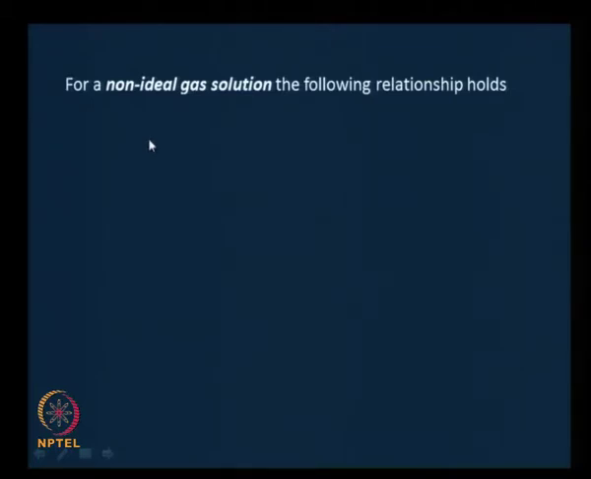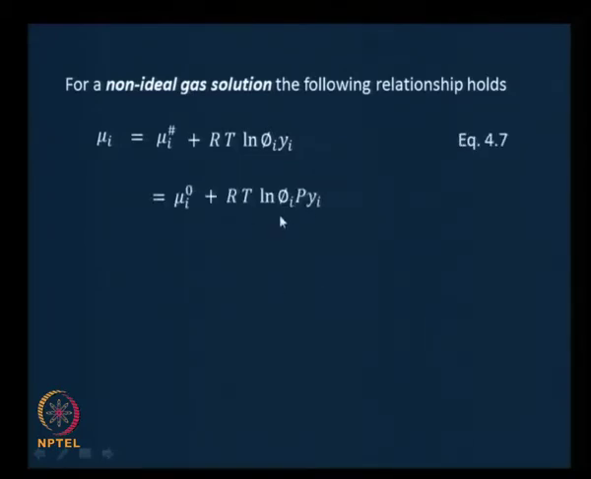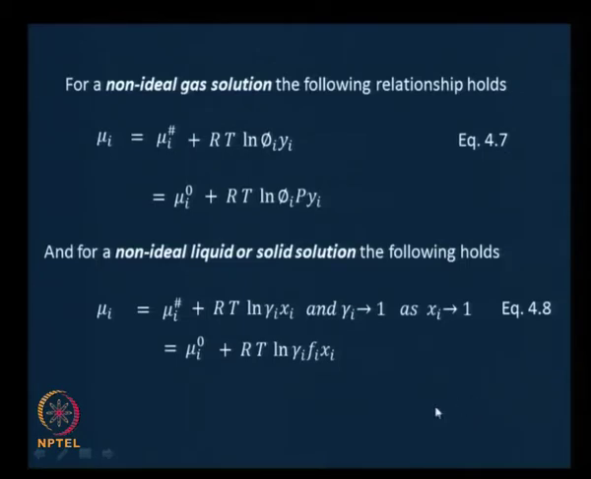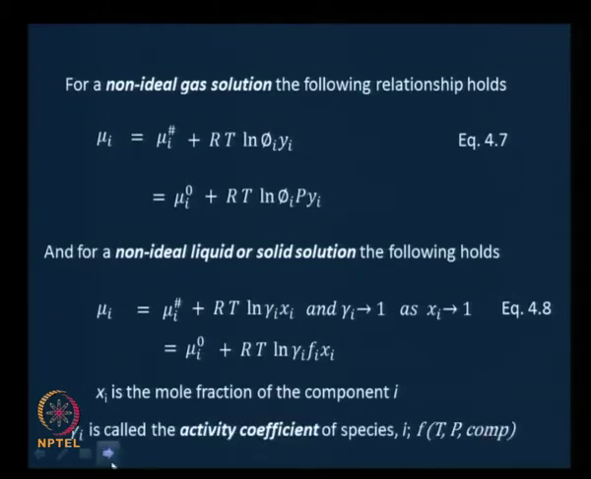For a non-ideal gas solution, we can write mu_i equals mu_i hash plus RT ln phi_i y_i, which is mu_i naught plus RT ln phi_i P y_i. And for a non-ideal liquid or a solid solution, you have a gamma coming in: mu_i equals mu_i hash plus RT ln gamma_i x_i, and gamma_i tends to 1 as x_i tends to 1, which is, in terms of the other variables, mu_i naught plus RT ln gamma_i f_i x_i, and gamma_i, the activity coefficient, is a function of temperature, pressure and composition.